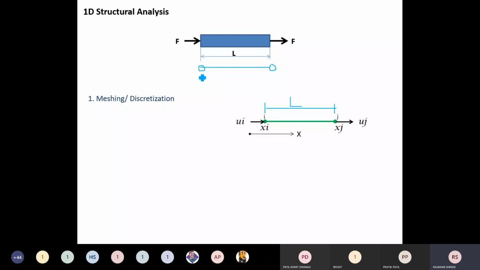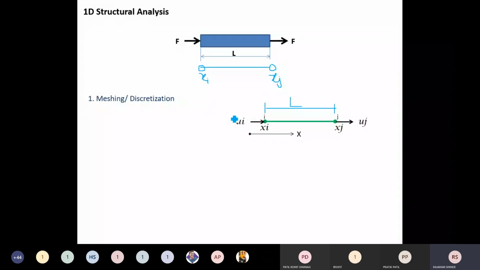Okay, and this node is located in a space at xi location, that is, xi is the coordinate of node number i, and xj is the coordinate of node number j. Now this is a discretization.